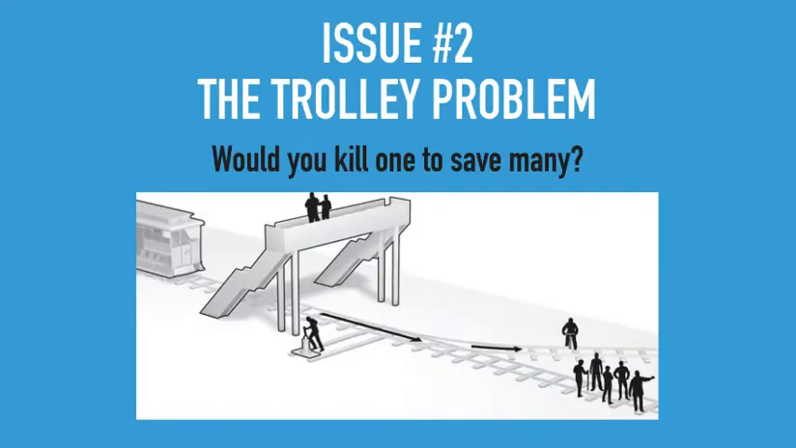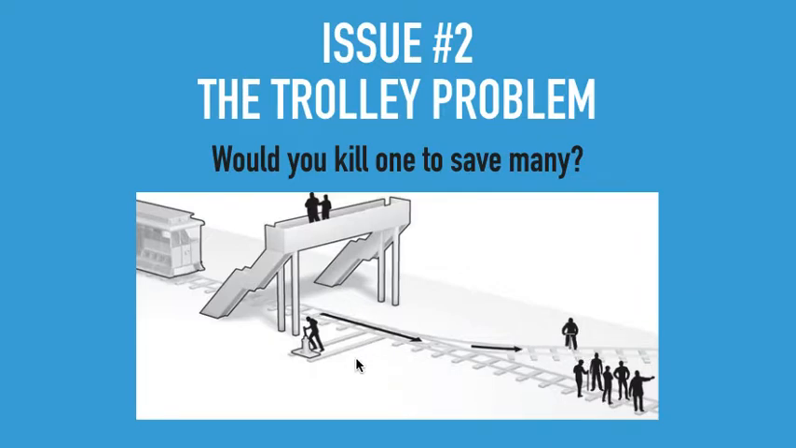Issue number 2 is the trolley problem. If there were a runaway trolley on a track, and it was destined to kill 5 workers on the track here, would you divert it? Would you divert it and send it down another track where it would potentially harm or kill an individual working on this track?